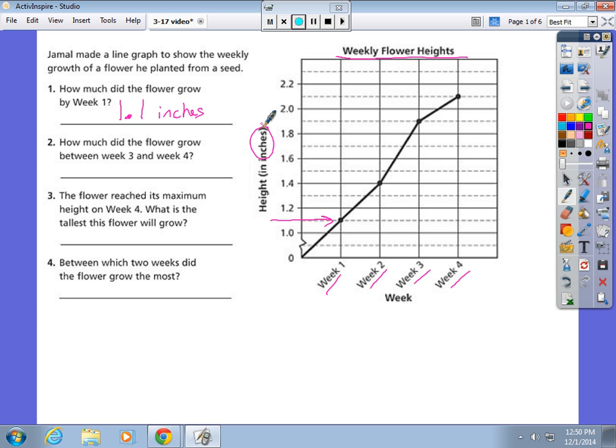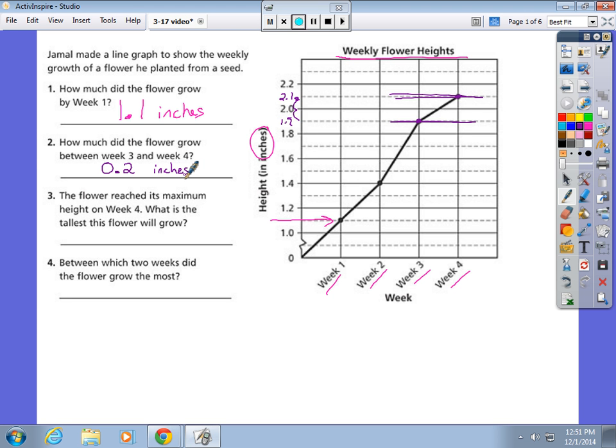How much did the flower grow between week 3 and week 4? Well, week 3 is here, and week 4 is right there. So really it's going from here to here. How much did it grow? Well, obviously we're at about 1.9 and then 2.1, which means it grew how much? Well, 1/10, 2/10, 0.2, 2/10, and then of an inch. So of inches, 2/10 inches.